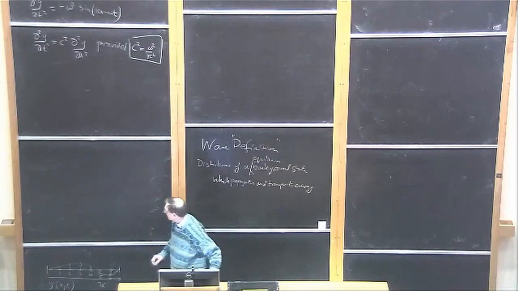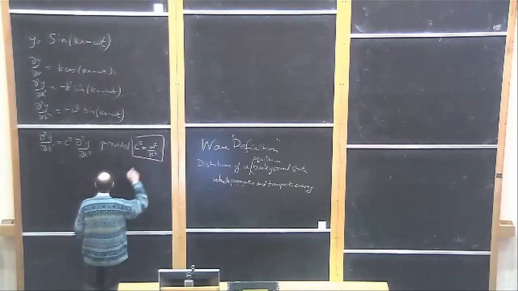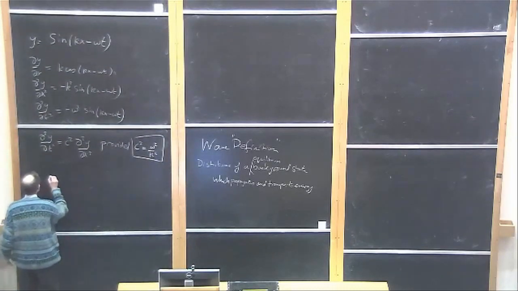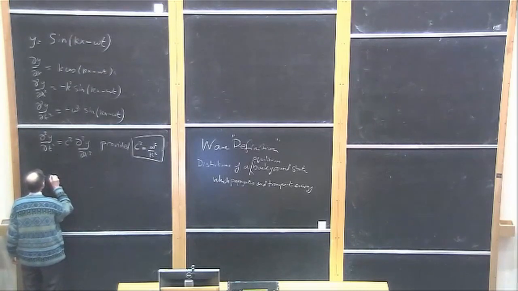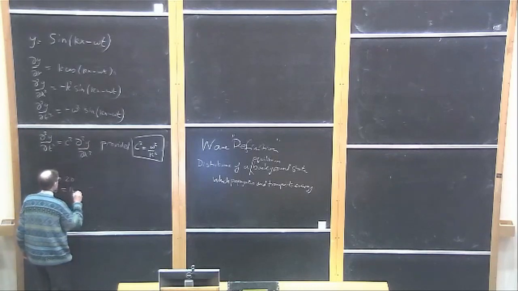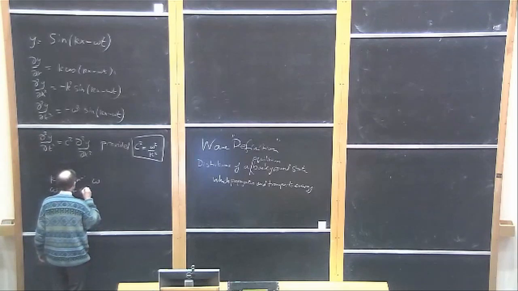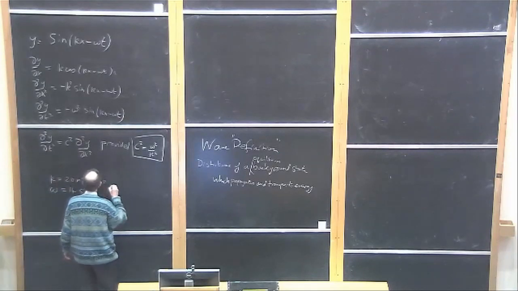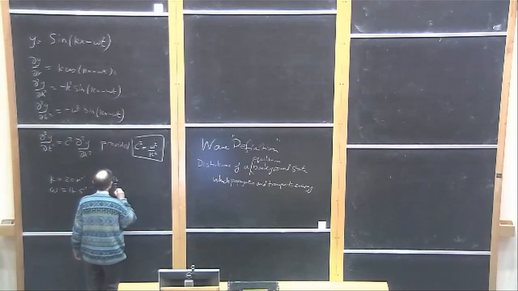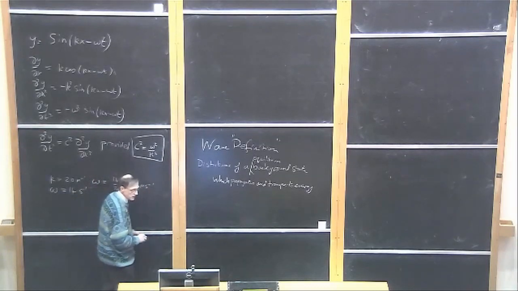So let's just do that little sum. We found that the wave speed was omega over k. So for this wave, k is 20 meters to the minus 1, omega is 14 seconds to the minus 1, so omega over k is 14 over 20 equals 0.7 meters per second, and that's the speed.